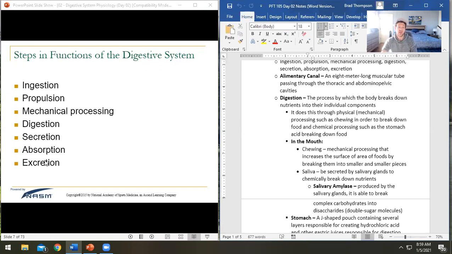and then the most important one, absorption, which is actually allowing nutrients to pass from the outside environment of your digestive tract to the inside environment of your bloodstream. They're going to be able to pass through that wall. And then lastly, excretion, which is the pooping. So that's how we get all that stuff out of the body.